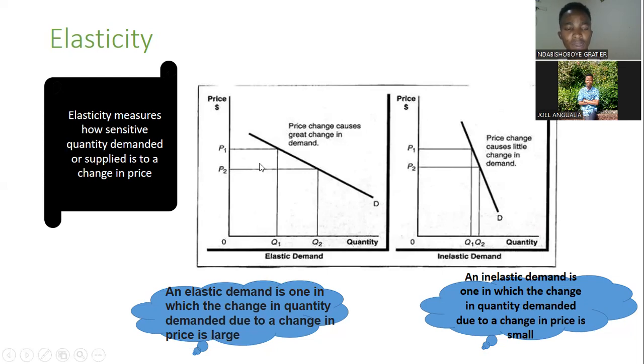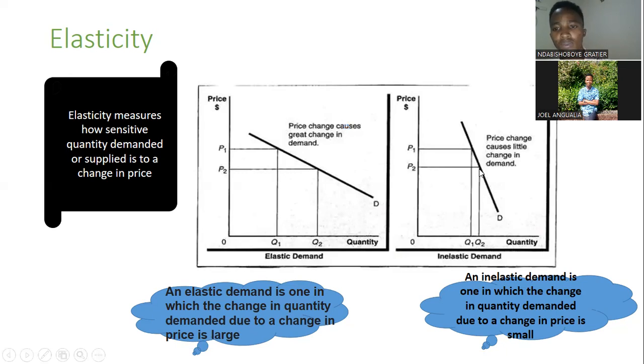So at this point here, when the price was low, say at P2, the quantity demanded was Q2. But when there was a slight change in the price, that price had to increase to P1. There we realize a great change in the quantity demanded, where quantity demanded shifted from OQ2 to OQ1. So that's what we call elasticity of demand. I mean elastic demand, where a change in the price leads to a greater change in the quantity demanded.